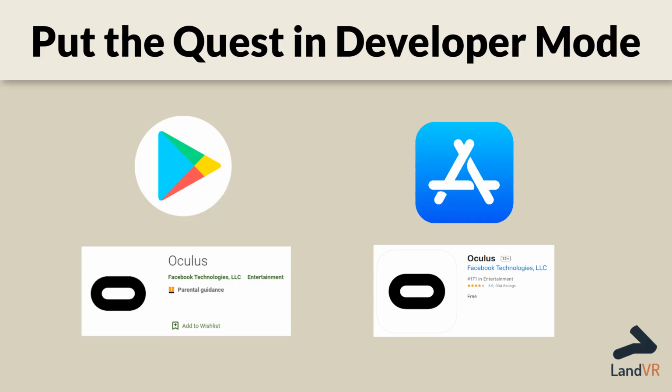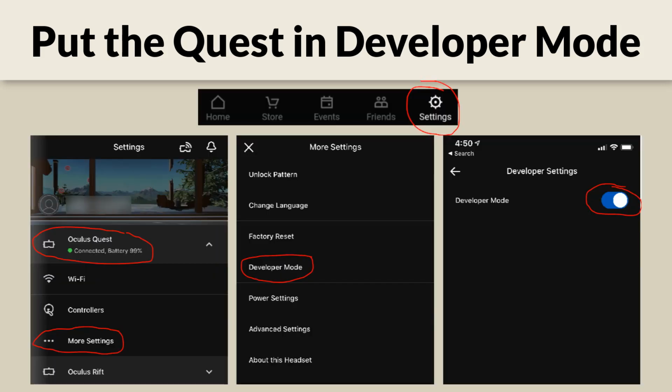Now we are going to put the Quest in developer mode. For the next step, you will need to install and log into the Oculus app on your mobile device, which you should have done already. When the app is opened, tap on Settings and then tap on the Oculus Quest. Make sure it is turned on. Tap on More Settings, tap on Developer Mode and turn on the switch. Now the Quest is ready to be connected to your computer and Unity.